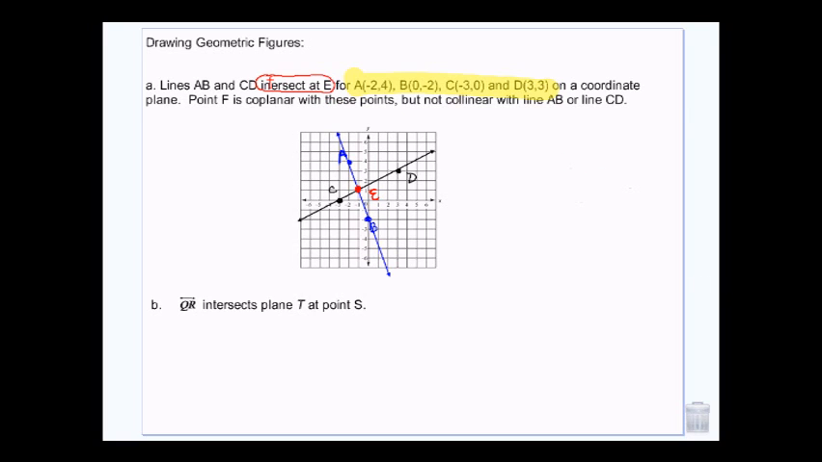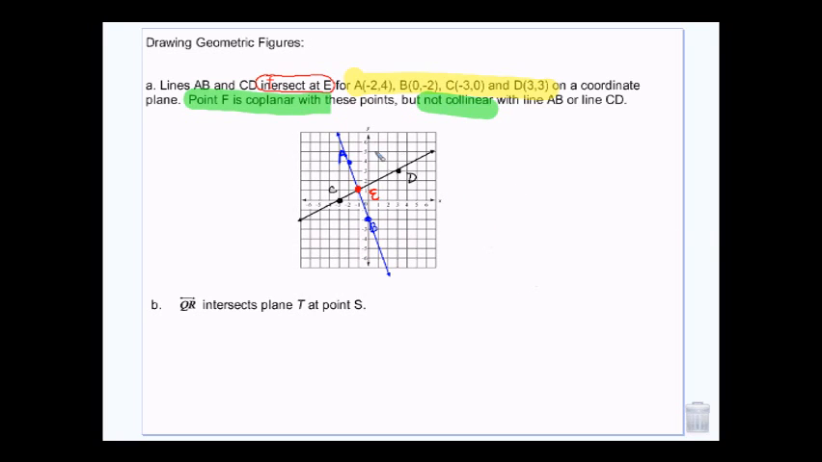The last bit of information that I have tells me that F is coplanar, but not collinear. A coordinate plane is a plane, right? And these lines are on the plane. So I need to put some point F somewhere on this plane, but make sure it's not on either of the lines because it's coplanar, but not collinear. So I can put F anywhere, right? Because I've not been given any specifics other than it needs to be on the plane, but not on the line. So I could put F here, I could put it over here, I could put it anywhere I want.